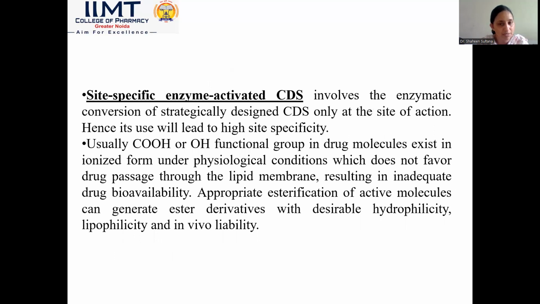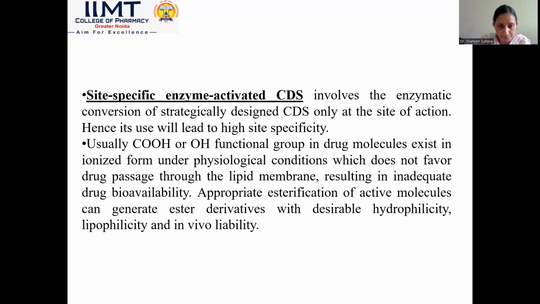Now, site-specific enzyme-activated drug delivery system means that it will be converted into the active form by the enzyme at a specific site. So it will lead to high site specificity. Usually, the drug molecule contains a COOH group or OH group so that it can be easily modified. So our targets are these groups, the COOH group or OH group. We have to esterify these groups. Upon esterification, they will convert from hydrophilic into lipophilic molecules. When converted into the lipophilic molecule, it will show high penetration across the lipid membrane. With high penetration, it will be able to target the biological molecule and show its effect in a particular manner.